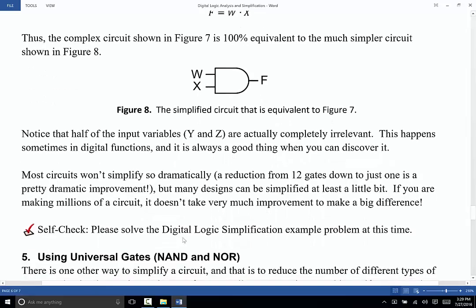So now it's time for you to solve the digital logic simplification example problem. Then come back and we'll talk a little bit about universal gates.